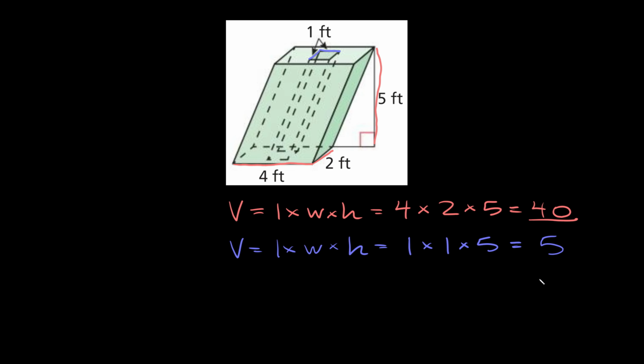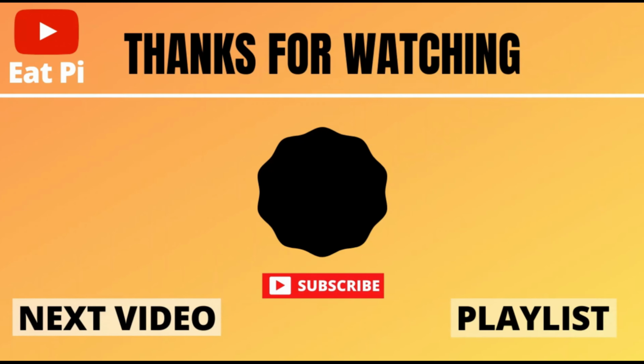Okay, so the total volume here is just going to be the big one, 40, minus the little one, 5, right? 40 minus 5, which is equal to 35, and our units are feet cubed. Boom.